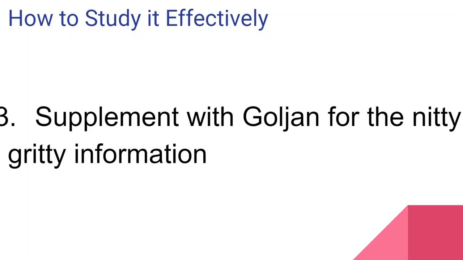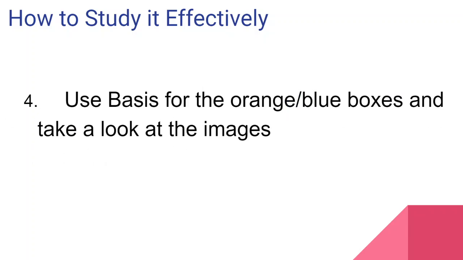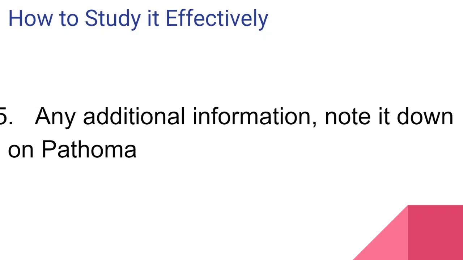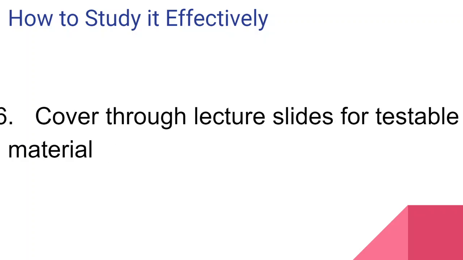That's what worked best for me, especially in terms of time efficiency. Now, I used Robbins for the orange and blue boxes towards my final exams. You can do this throughout the year. It's totally up to you. I just discovered it toward the end. Now, any additional information, just note it down on Pathoma. Anything additional, use Pathoma as that review book. They have a little space on each page for you to write notes on, so really helpful.